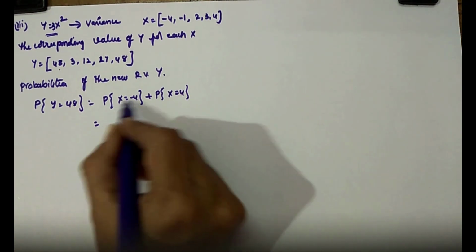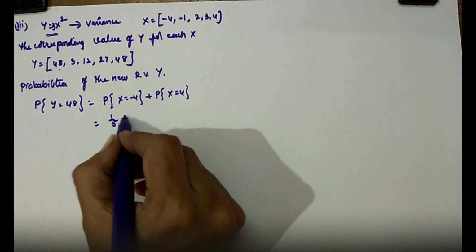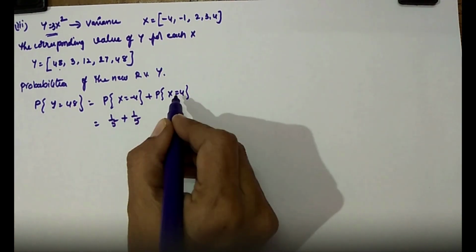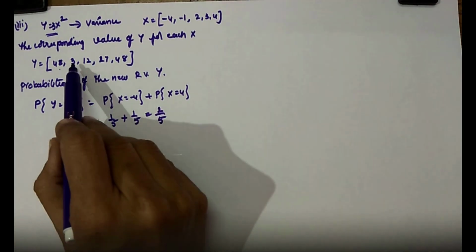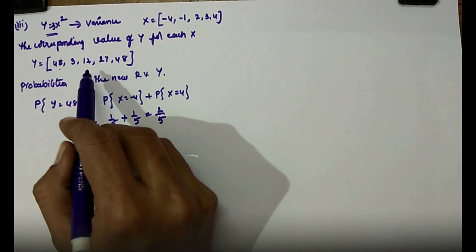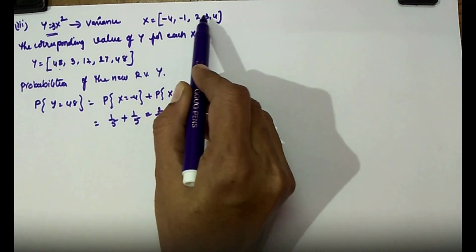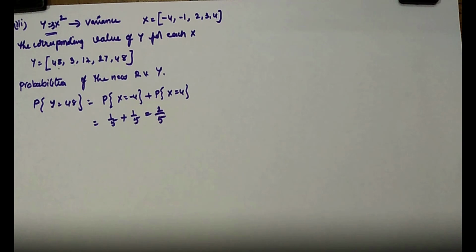What is the probability of x equal to -4? We all know all the events' probabilities are 1 by 5. So it is 1 by 5 and it is 1 by 5, so it is 2 by 5. The values 3, 12, 27 are mapped to -1, 2, 3 respectively.